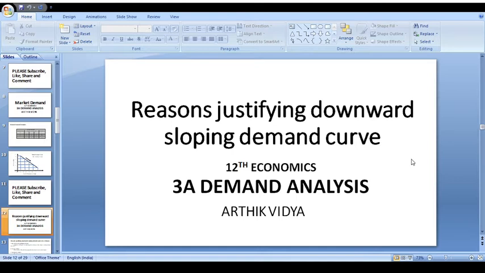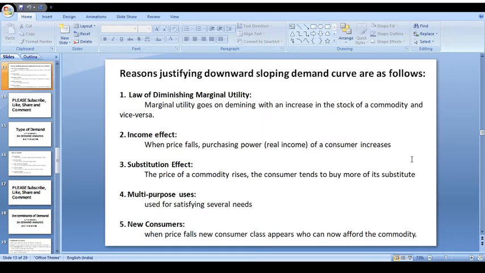The first reason is the law of diminishing marginal utility. Students, we have seen that marginal utility goes on diminishing with an increase in the stock of a commodity and vice versa. Therefore, a consumer tends to buy more when price falls and vice versa. This implies that the demand curve is downward sloping.